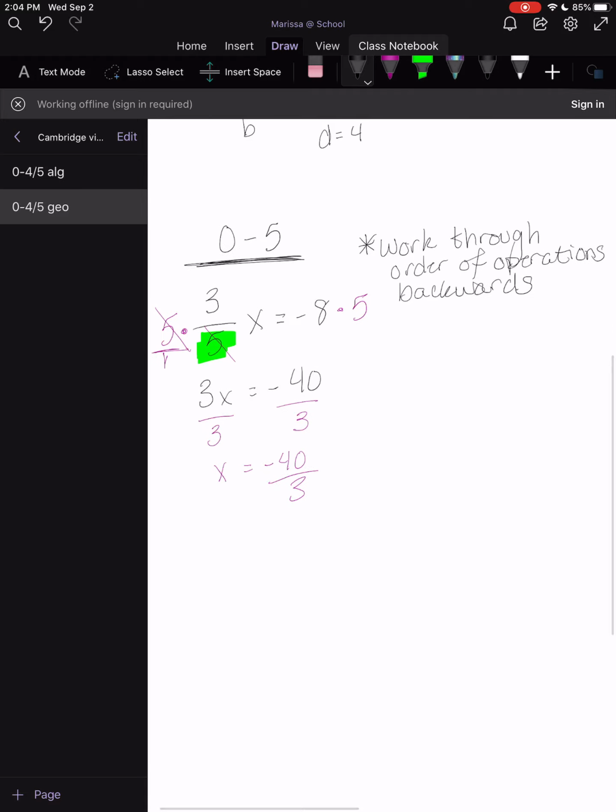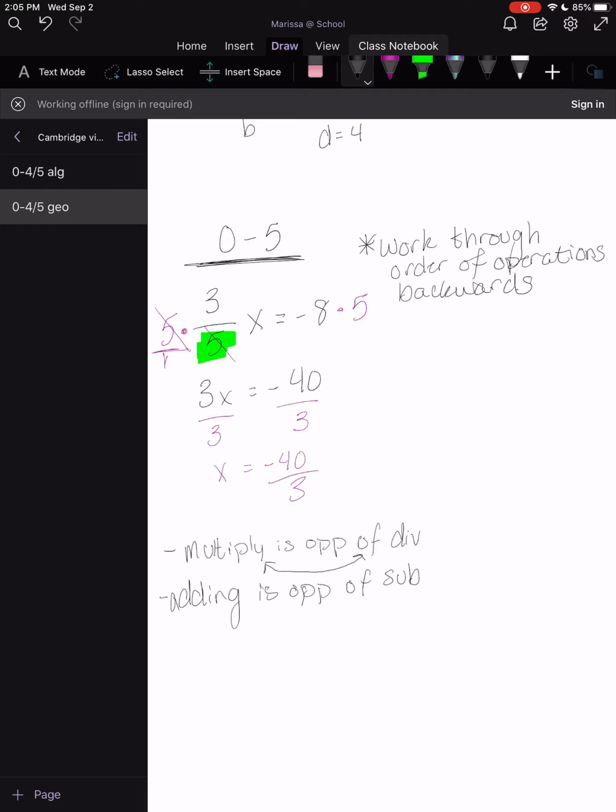If you just need a little bit of reminder, hopefully you know this. Multiplication is the opposite of dividing, and vice versa. So I'll draw an arrow that goes either way. Division is the opposite of multiplication. Adding is the opposite of subtracting. If you need another one, I'll give it to you later, but those are the two main ones that you need to know.